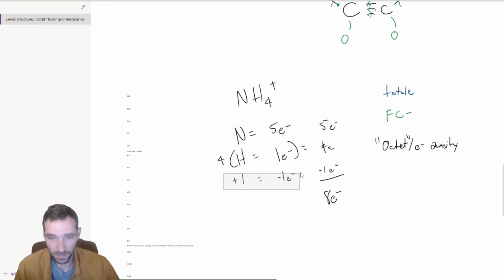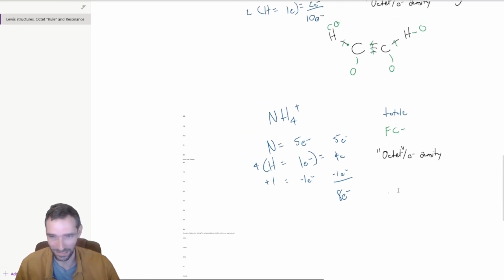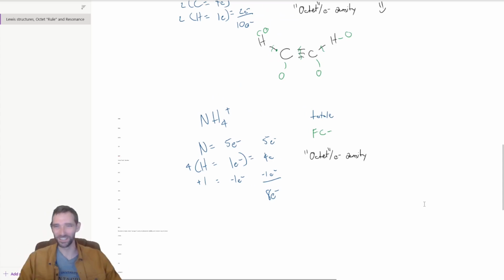So this part right here can be a little bit tricky. That's why I put the electrons with those numbers. So we're remembering what we're doing. We're not adding up charge, we're adding up electrons. So you got to flip your brain just a little bit for that.